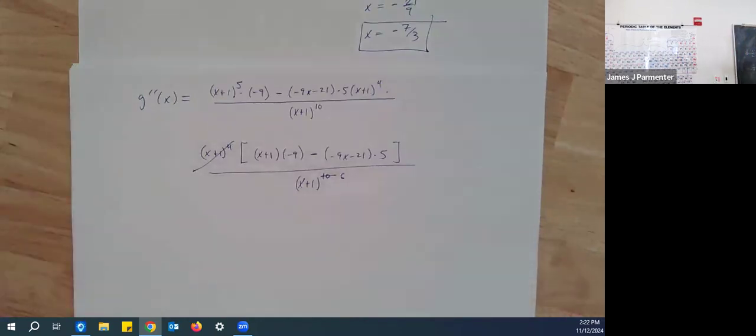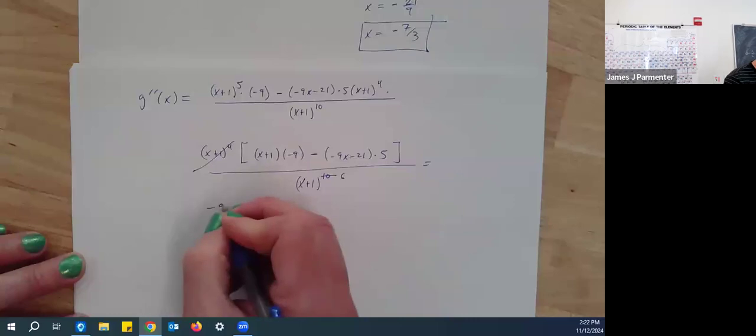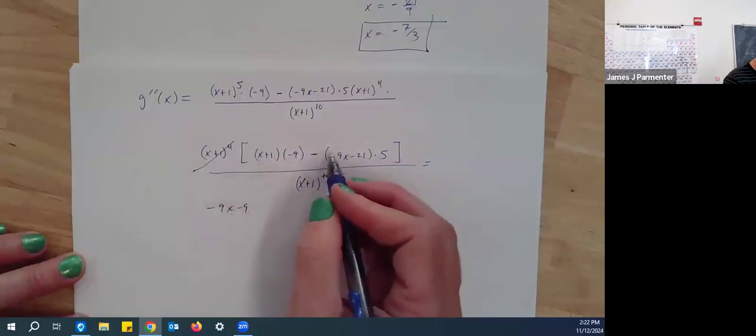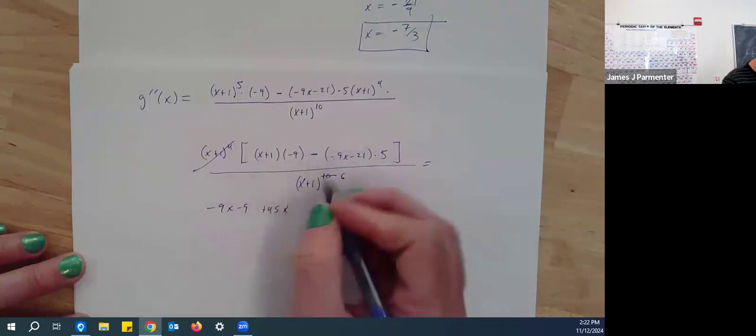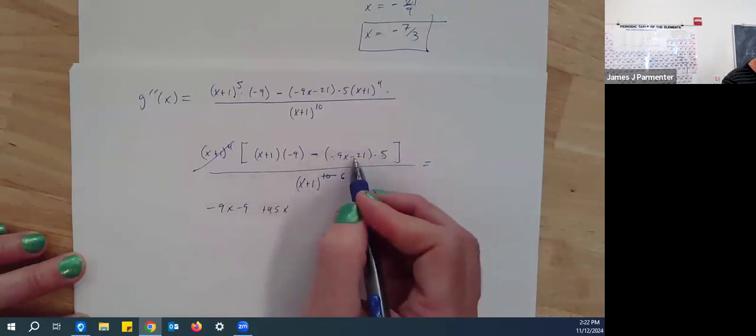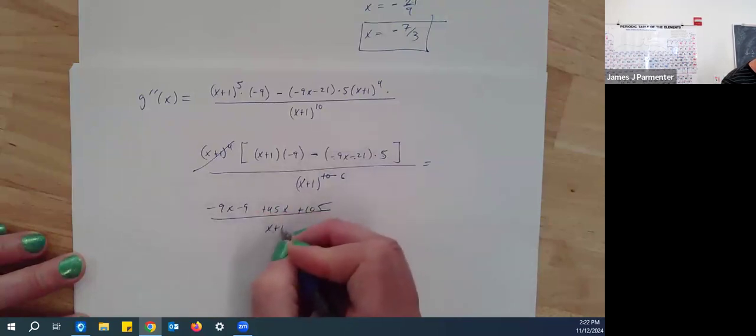So this is just something I've noticed. It's not super important, but you should know that if you're simplifying a quotient like this, eventually you should get down to just a new power that's 1 larger than the previous power you had. And then we could simplify the top, I guess. It's negative 9x minus 9. Minus 5 times minus 9 is plus 45x. And minus 5 times minus 21 is plus 105. All over x plus 1 to the 6th.